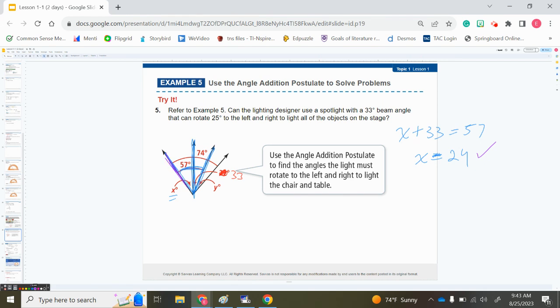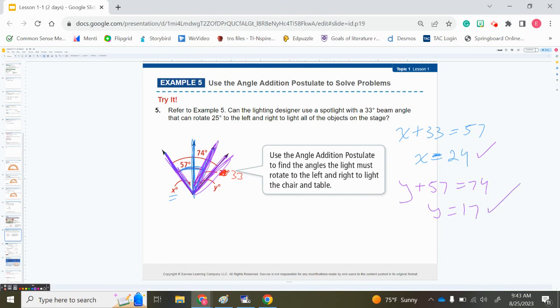So again, we're taking the entire angle in this case. And this is the ray that's busting it up. I know that I have this whole angle, and I have what I'm trying to solve for, but the entire thing is 74 degrees. So this is going to be y plus 57 equals 74. And someone tell me, what does y equal here? Good? 17. Is this less than 25?